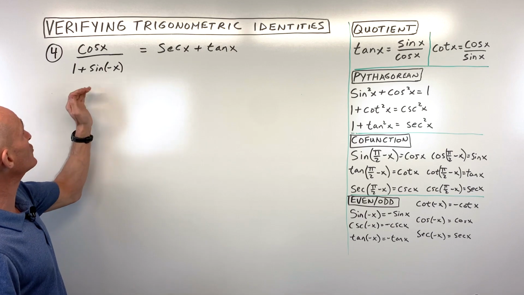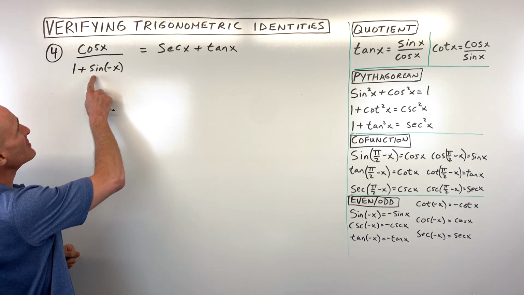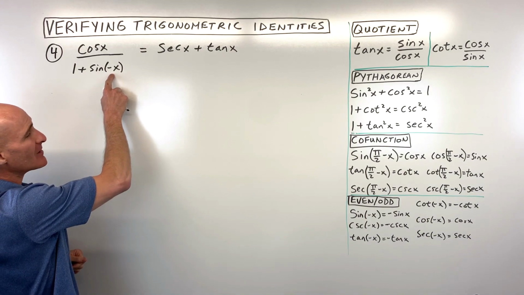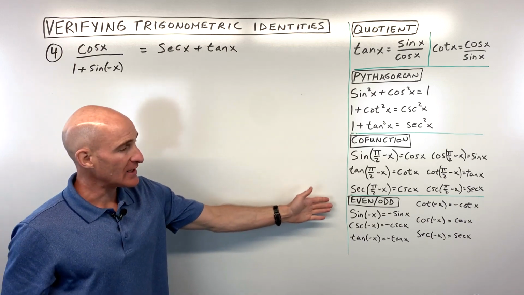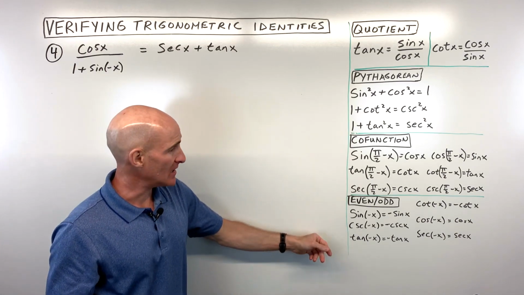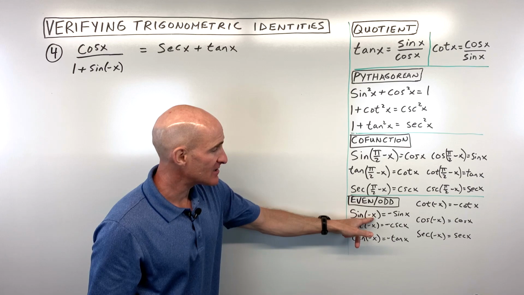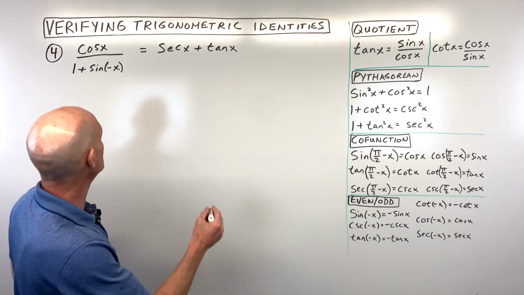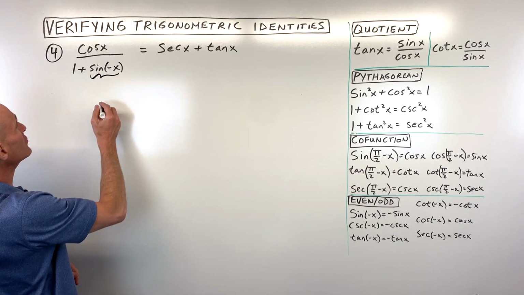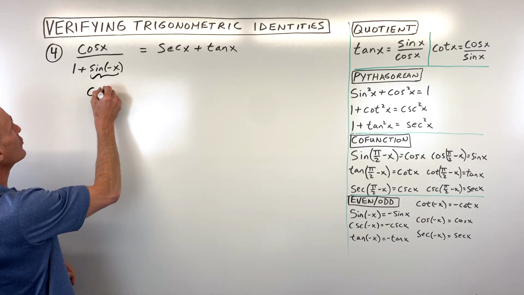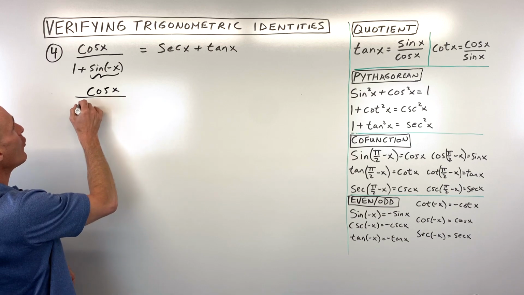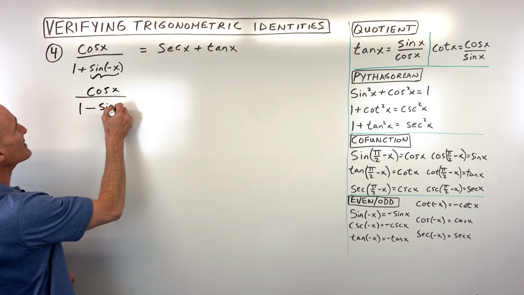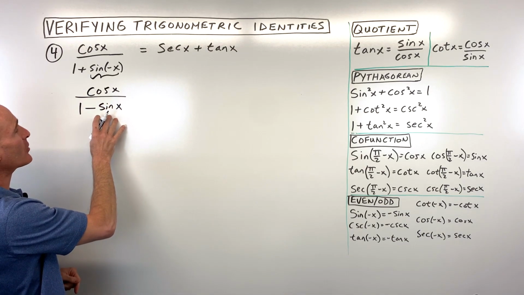So let's do number 4. Notice in this problem, we've got sine of negative x. This is what we call an even-odd identity. The sine of negative x is equal to negative sine of x. So let's make that substitution. This is equal to negative sine of x. So we're going to have cosine x in the numerator over 1 minus sine of x in the denominator.